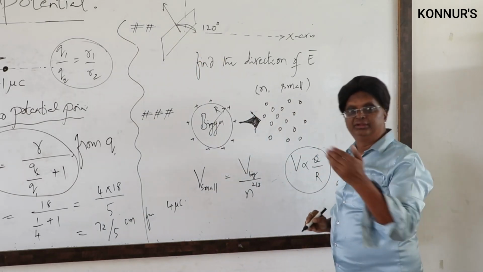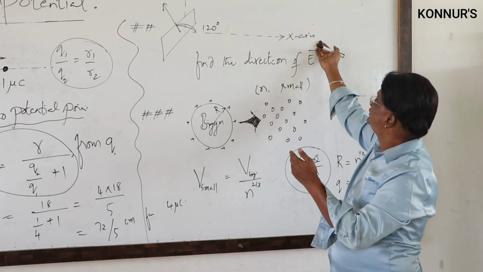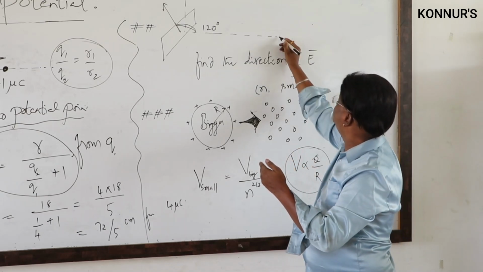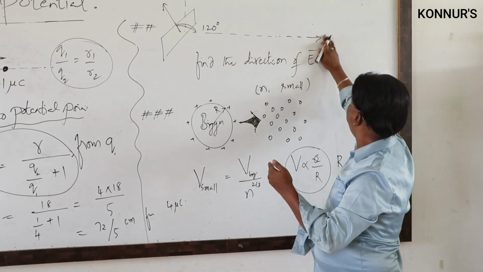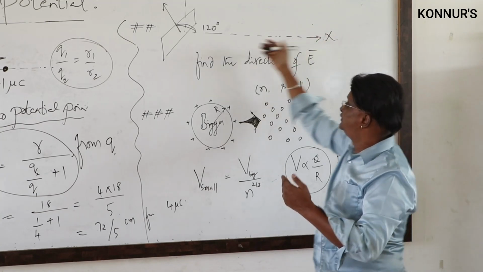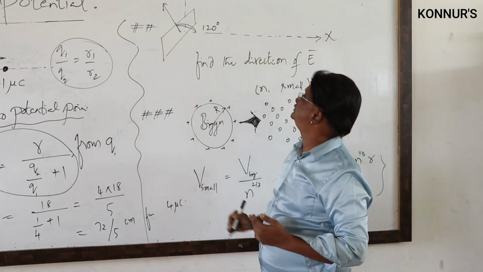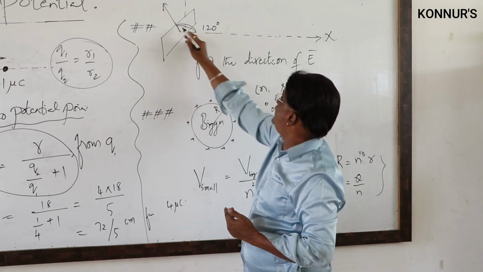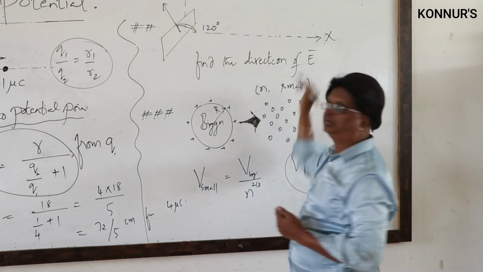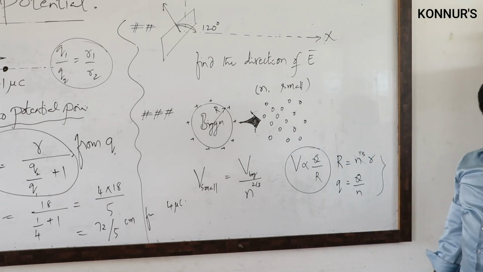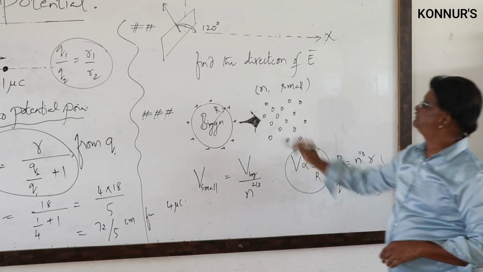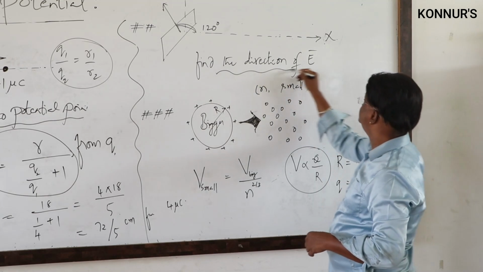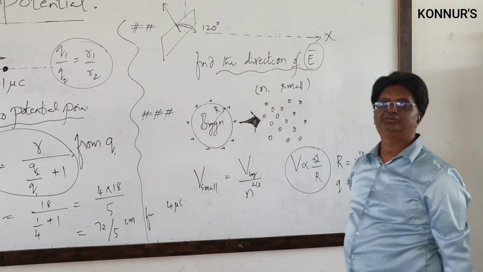A simple question is created like this: x-axis. Remember, this is only the axis. I am not telling you this is the field. This is only the x-axis, and this is a planar surface, such that the normal to the plane makes an angle of 120 degrees with the positive x direction. That is the data. Now the question is, what is the direction of E bar?